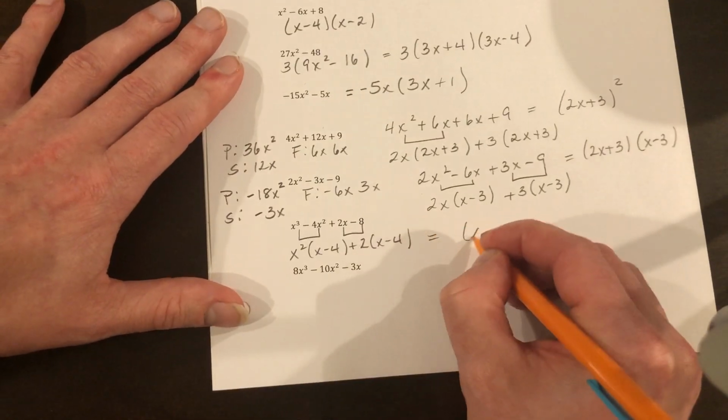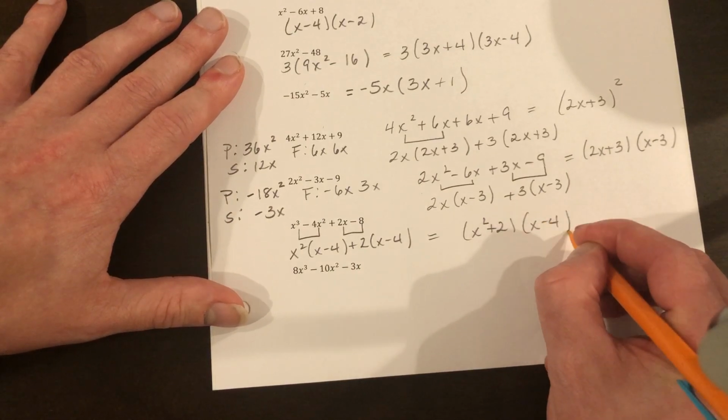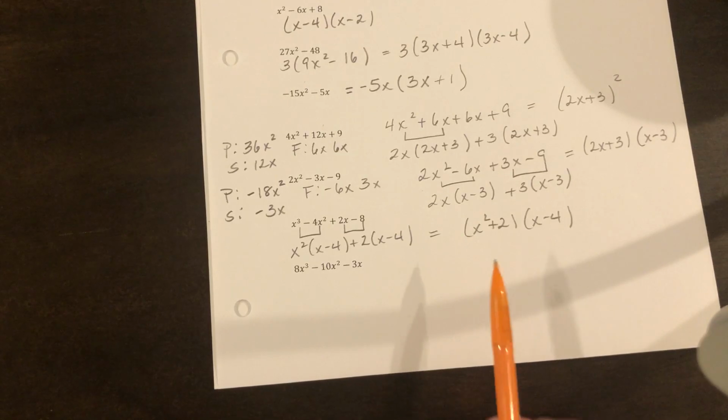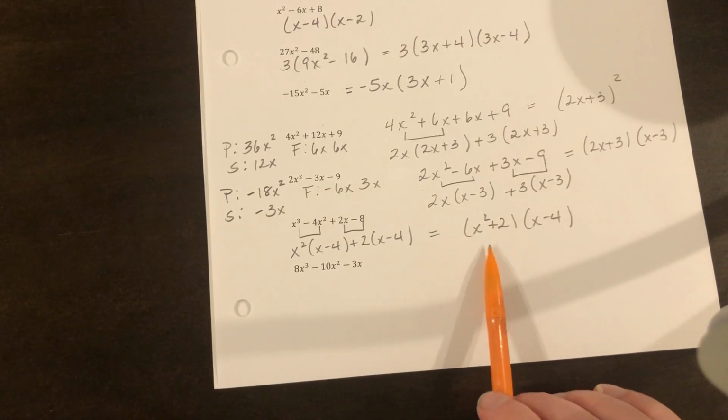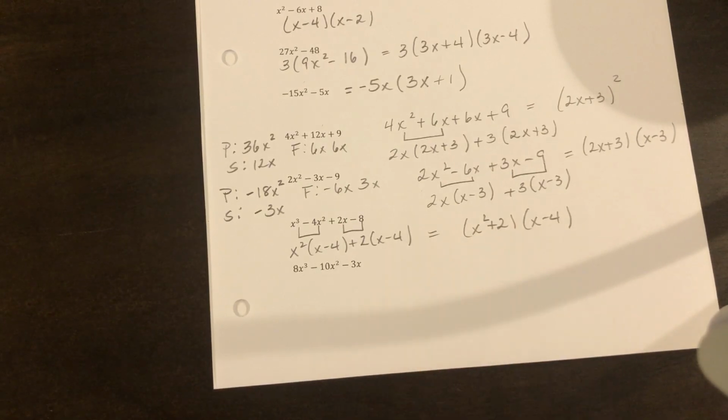So we're left with x squared plus 2 and x minus 4. Now, we know that x squared plus 2 does not factor because a sum of squares does not factor. Now, it's possible that if you get a difference of squares here, you might have to break it down again, so don't forget to do that. We're going to factor as much as possible.